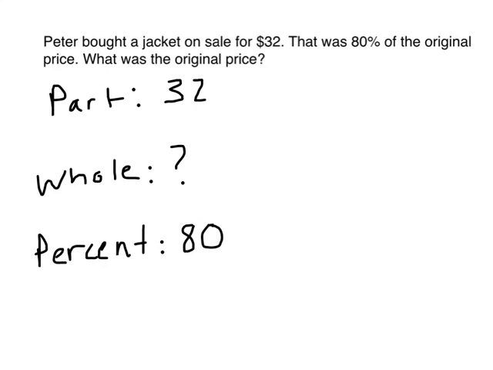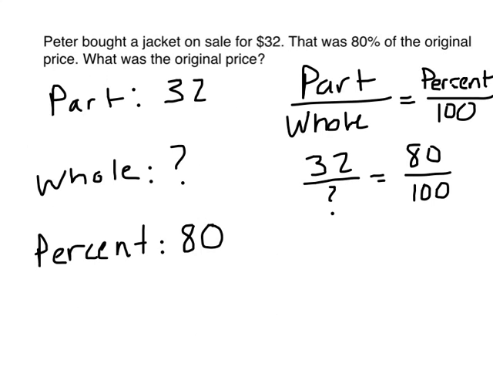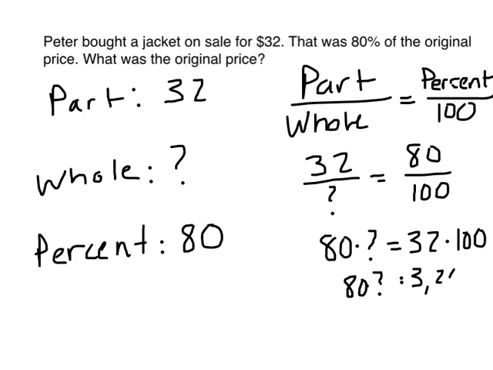How would I set up the proportion to solve for the whole? I know that the part over the whole equals the percent over 100. So 32 over the whole equals 80 over 100. Now I can cross multiply. So I'll get 80 times the whole equals 32 times 100. What's 32 times 100? It's 3,200. So I know that 80 times a number equals 3,200.